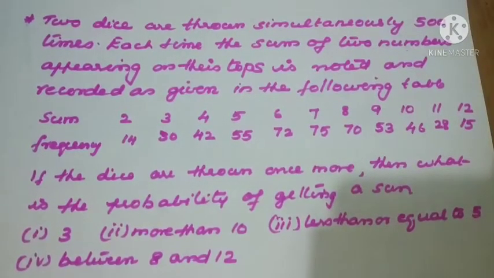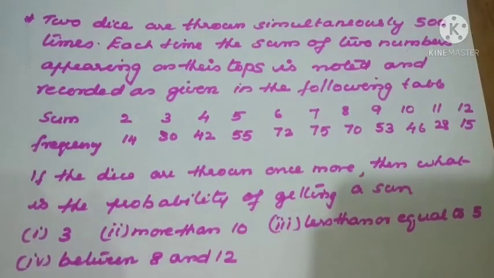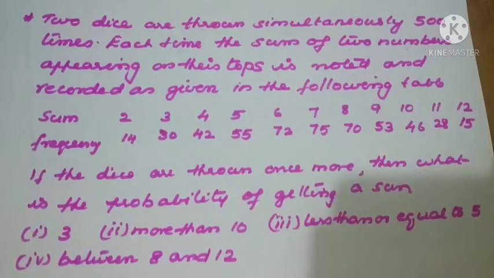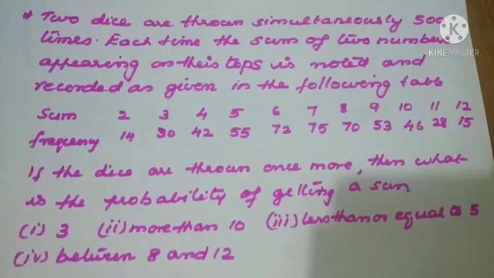Good morning, children. Two dice are thrown simultaneously 500 times. Each time, the sum of the two numbers appearing on their tops is noted and recorded in the following table. The sums 2, 3, 4, 5, 6, 7, 8, 9, 10, 11, 12 have corresponding frequencies 14, 30, 42, 55, 72, 75, 70, 53, 46, 28 and 15. If the dice are thrown once more, what is the probability of getting a sum 3, more than 10, less than or equal to 5, and between 8 and 12?